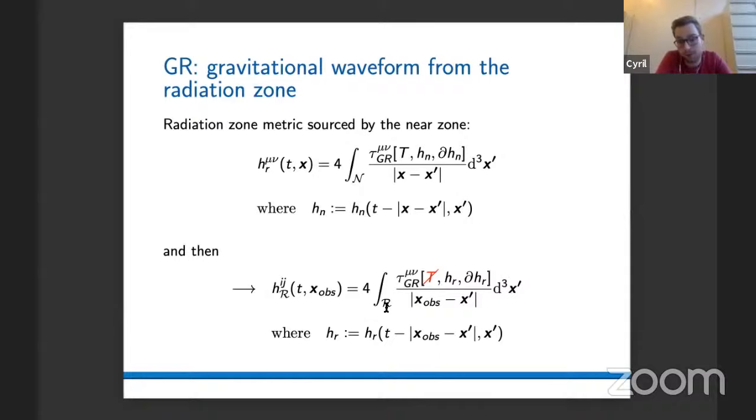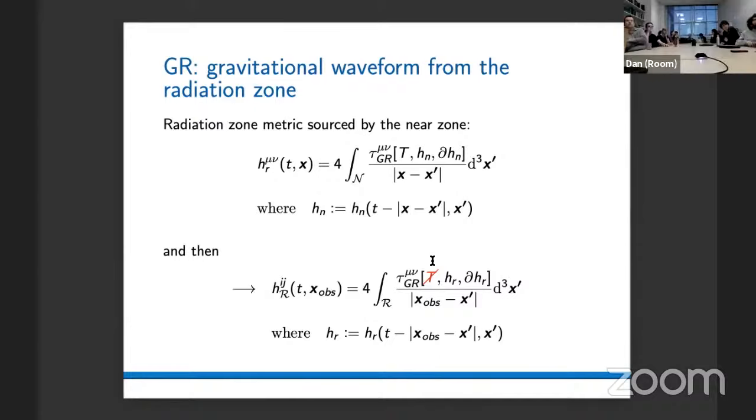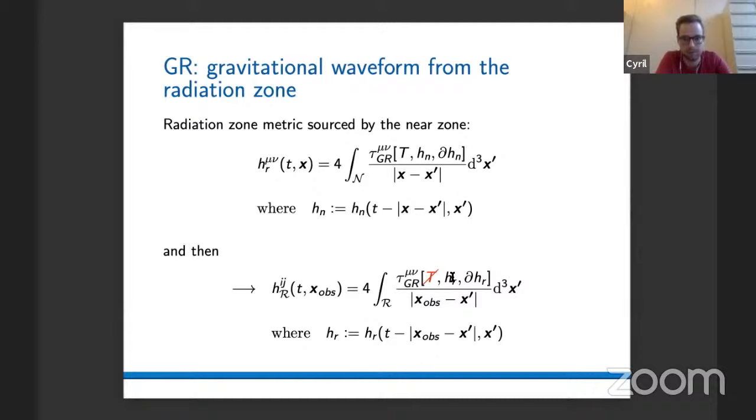And then we do the integral over the radiation zone to find the contribution from the radiation zone of the gravitational field of the source. We do this integral of the effective stress energy tensor, and there is no matter in the radiation zone, so T becomes 0. We plug in what we find from here, and we evaluate that at the observer position. Then we get the gravitational wave that we receive at the detector, if we sum up the near zone calculations and the radiation zone calculations.